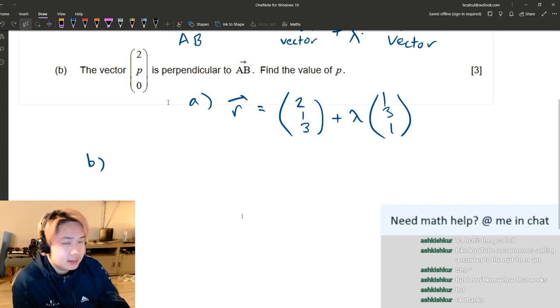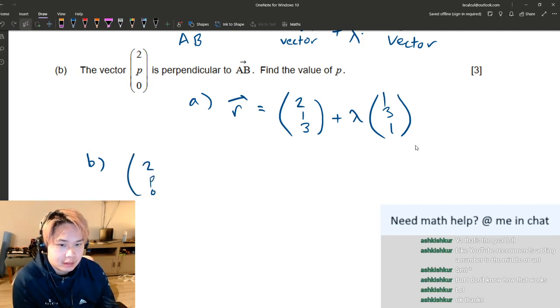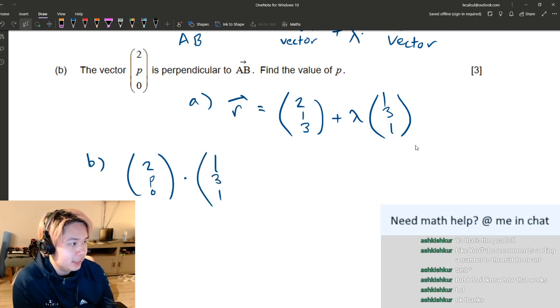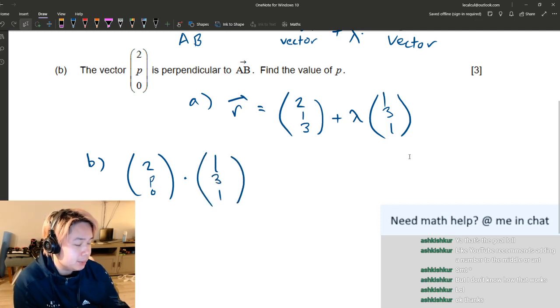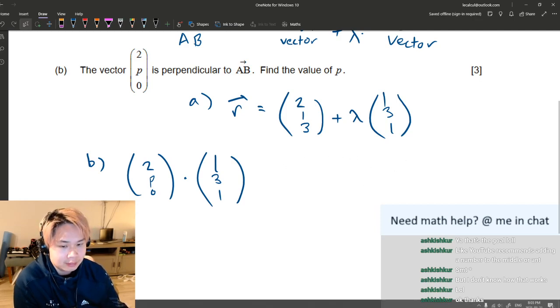Okay, what's next? So this vector (2, p, 0) is perpendicular to AB. Find the value of p. So that means that if I take (2, p, 0) and I take the scalar product with the direction vector of AB, since they're perpendicular, that means that the angle between them is 90 degrees.